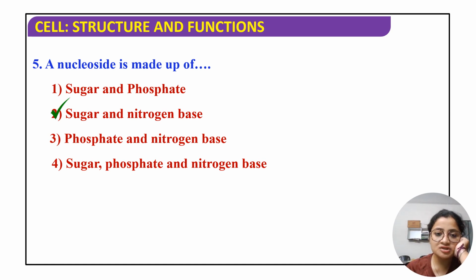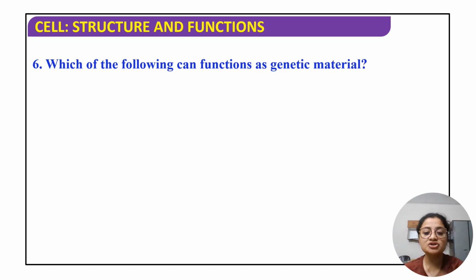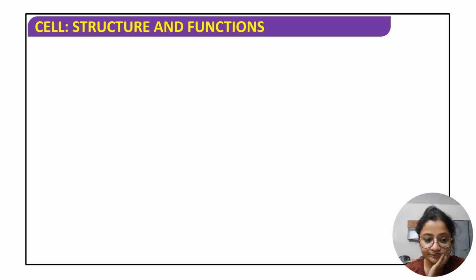Sugar and nitrogen base होगा तो nucleoside होगा और nucleoside के साथ जब phosphate जुड़ जाएगा तब वो हो जाएगा nucleotide. Next, which of the following can function as a genetic material? DNA, RNA, both 1 and 2, lipid. So the right option will be obviously both 1 and 2.